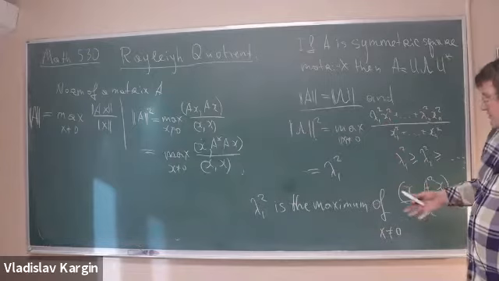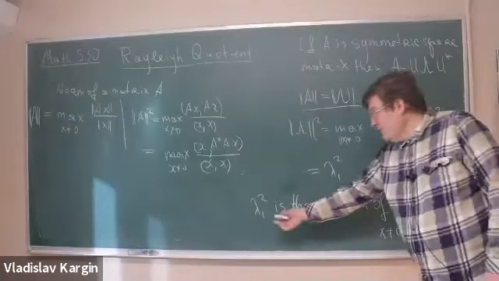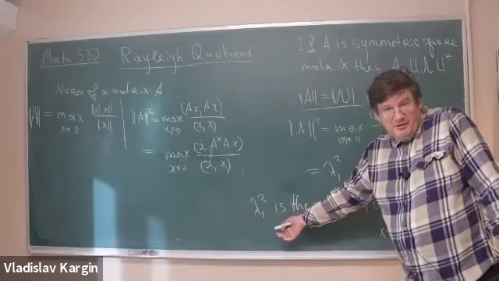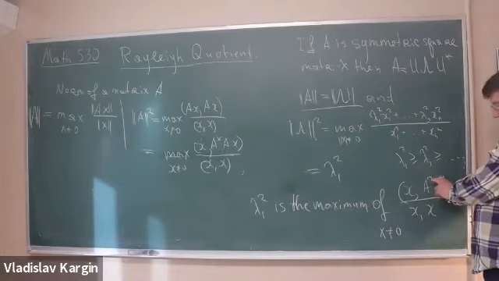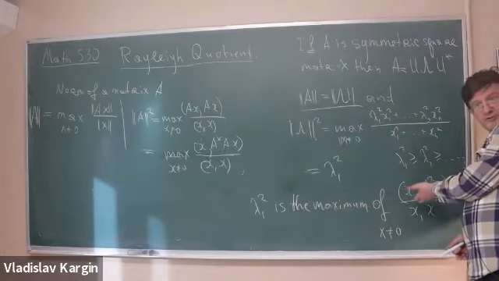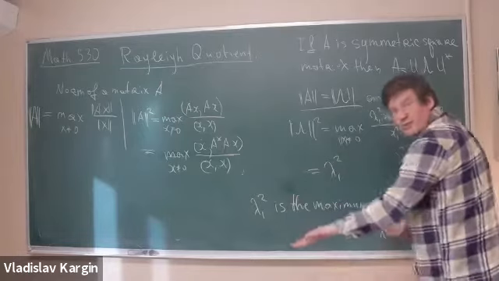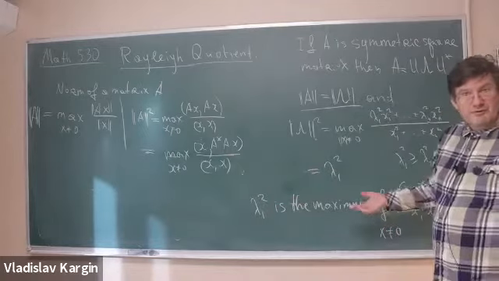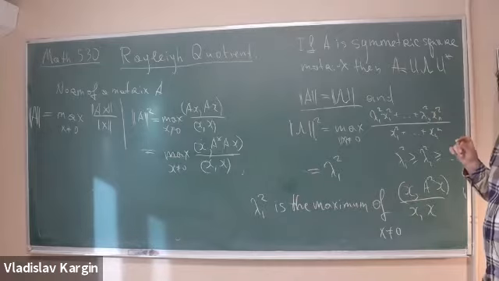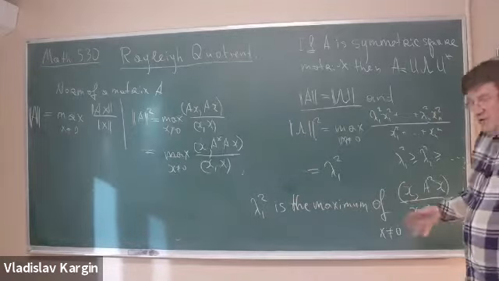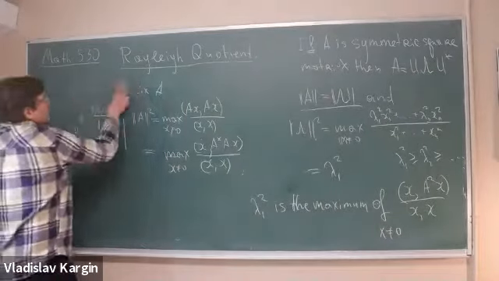So instead of looking at the maximum of this form, which gives you the square of the eigenvalue, you look at another form without this square. This will be called a Rayleigh quotient, and the maximum of this form gives you the maximum eigenvalue. So that's the idea, a very small ideological change.